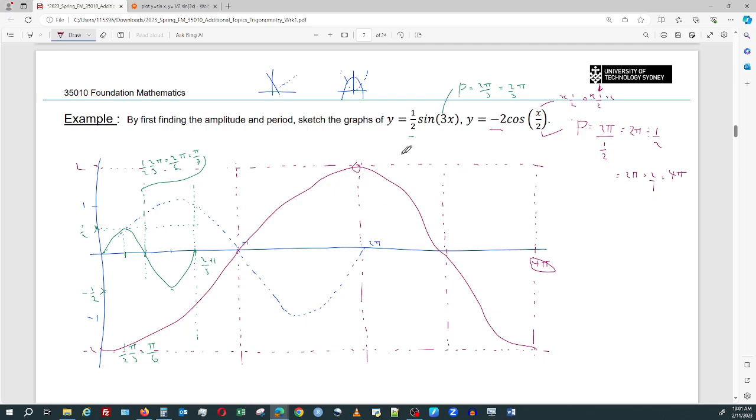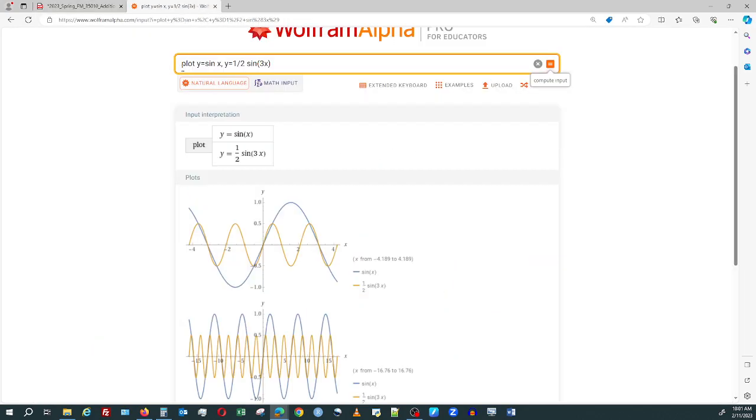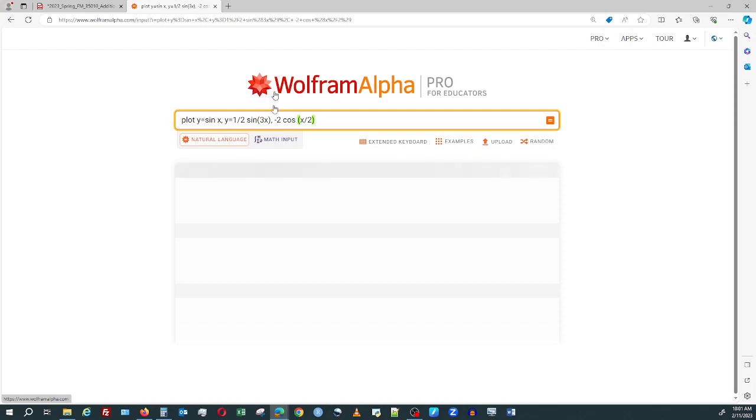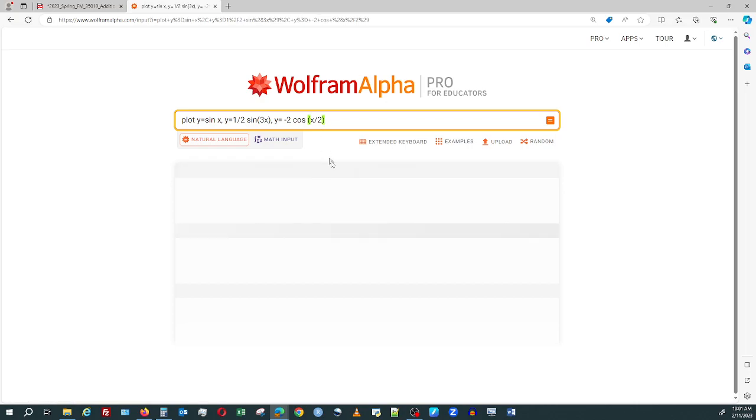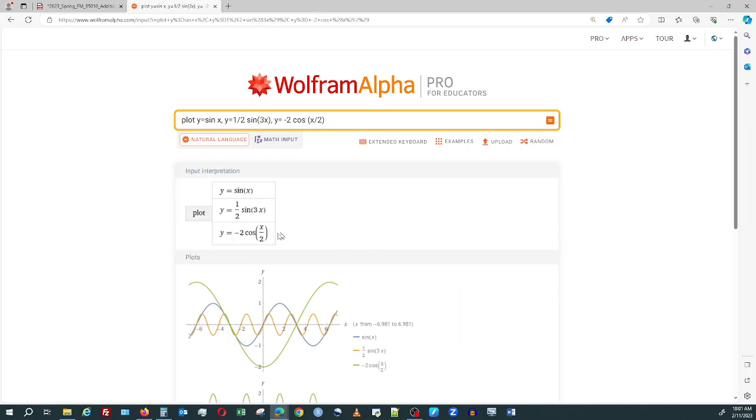So the last thing we've got is minus 2 cos x on 2. So let's add that to this list. So we're going to do comma minus 2 cos, I'll put it into brackets, x divided by 2 or a half x. Oops, I didn't put a y, look at that. Y equals, so let's just do that again because it took it all as a thing. There we go. There's our third.